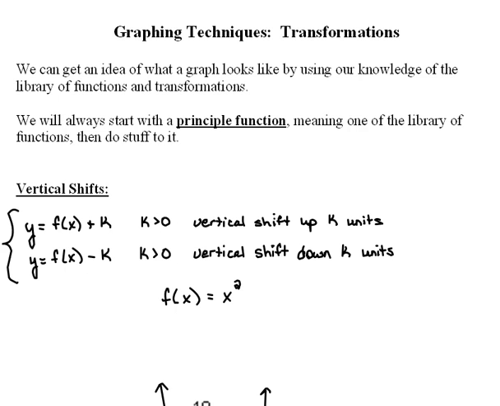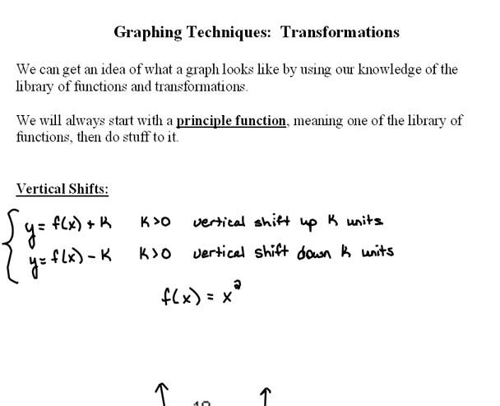If you'll remember from previous lessons, we've done things like the absolute value function, the square function, the square root function, all of those. That's what I'm talking about when I say the library of functions. We're going to start with one of those as our principal function, and then we're going to do things to it. What we add or subtract, and the position in which we do that, is going to affect how the graph ultimately looks.